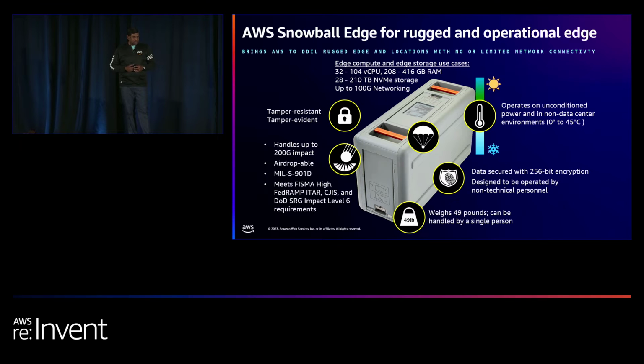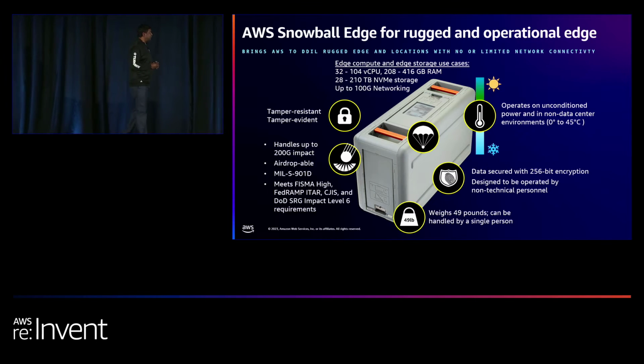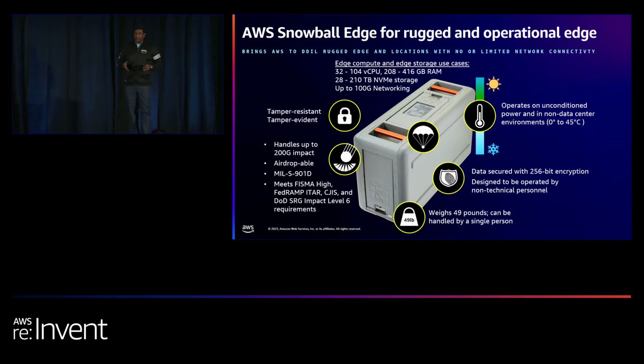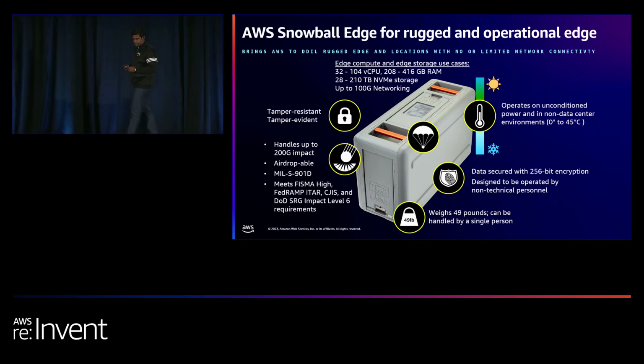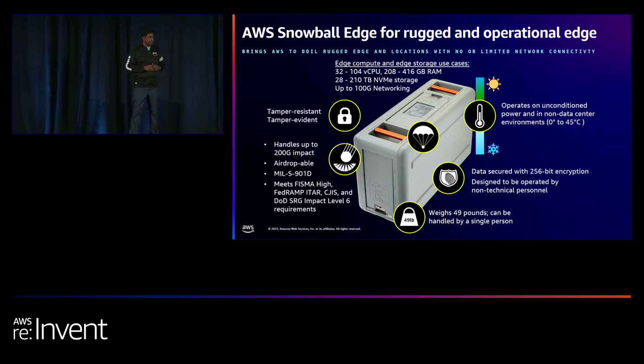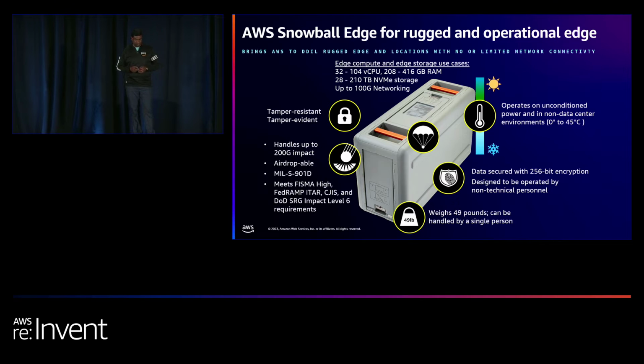And the newer Snowball Edge devices, the ones with 104 vCPU and the ones with 210 terabyte storage, all have NVMe storage, which gives you more durability and resiliency in the rugged edge locations, and also higher input-output throughput performance. And so both those devices, the 104 vCPU device that was launched about a year ago, and then the 210 terabyte storage device launched earlier this year, have turned out to be very positively received by our customers for those rugged edge use cases.